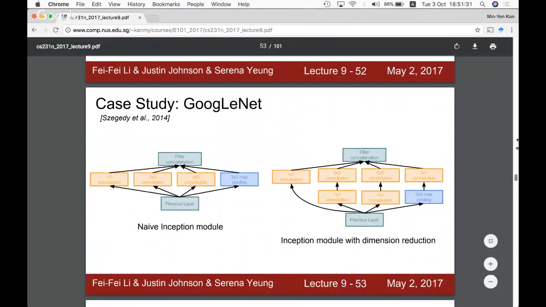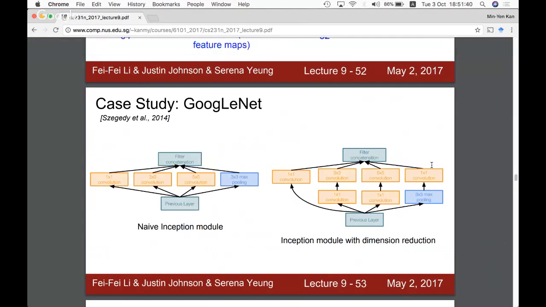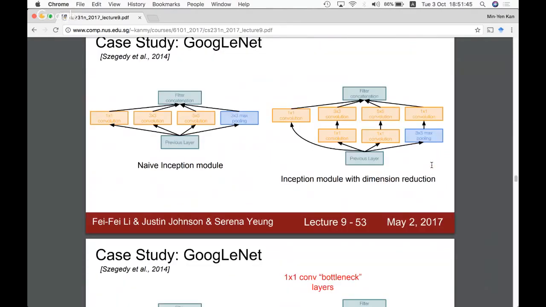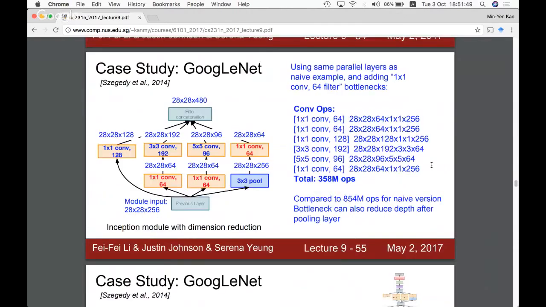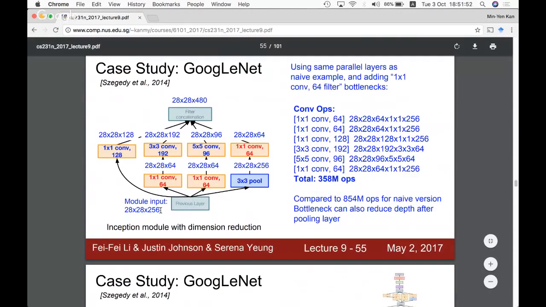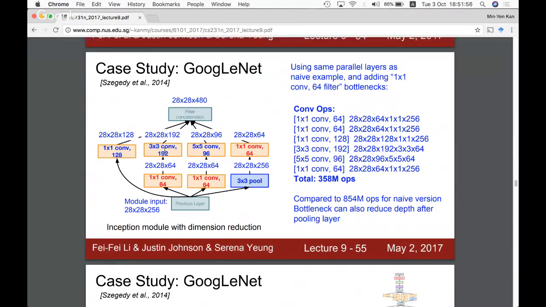So this is your new inception module with a dimensionality reduction. What you would see is 1 cross 1 convolution layers applied before your 3 cross 3 and 5 cross 5, and another 1 cross 1 convolution after your max pooling layer. What happens to your calculation is that your 28 cross 256 before the 3 cross 3 layer is reduced to 28 cross 64.